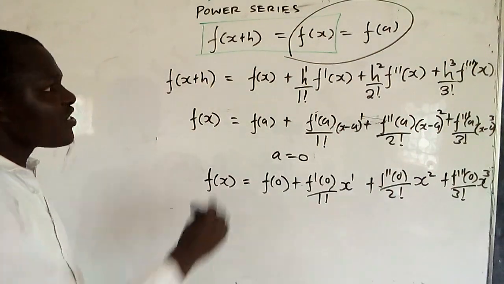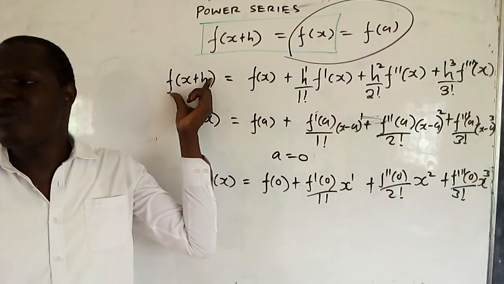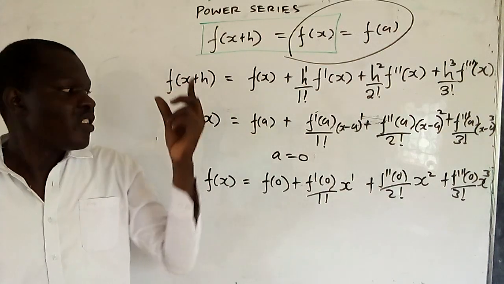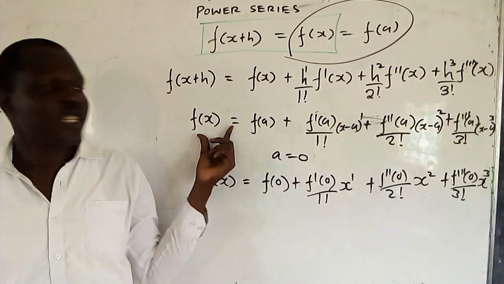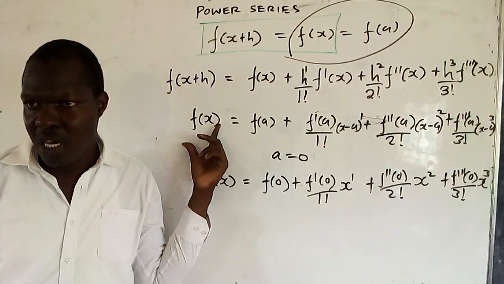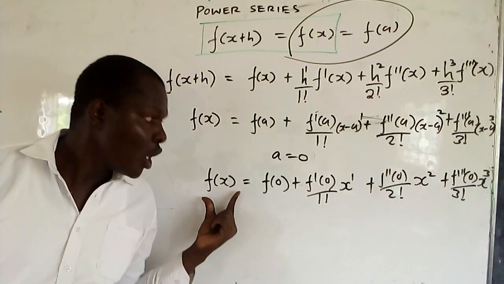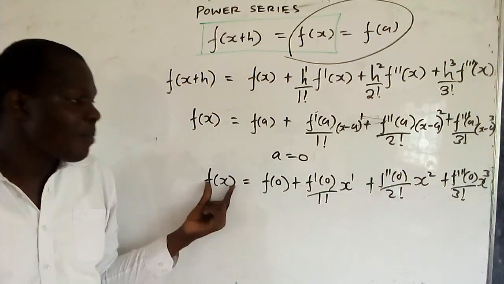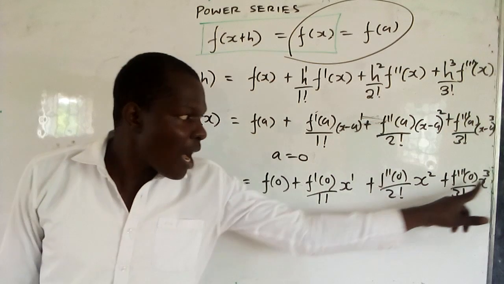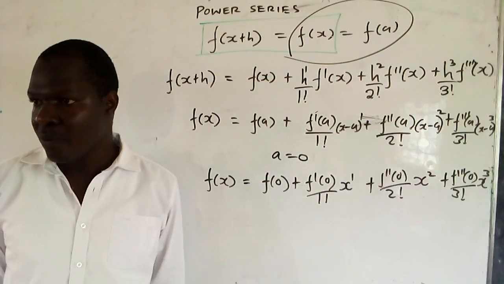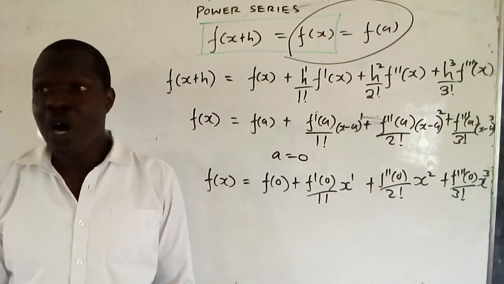So you see, this is the Taylor series expansion of the function f of x. Then this is the Maclaurin series expansion of a function f of x. So you can see the Maclaurin series is in ascending powers of x. Are we together? So that is all about the power series.